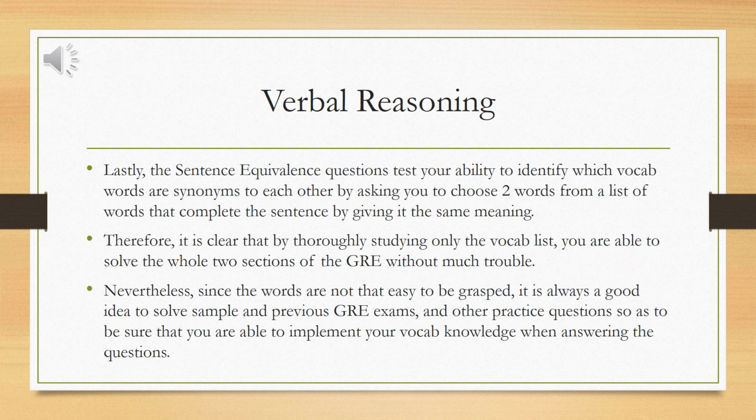Lastly, the sentence equivalence questions test your ability to identify which vocab words are synonyms to each other by asking you to choose 2 words from a list of words that complete the sentence by giving it the same meaning. Therefore, it is clear that by thoroughly studying only the vocab list, you're able to solve the whole 2 sections of the GRE without much trouble.